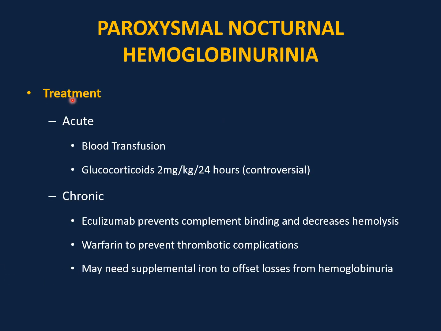Treatment of paroxysmal nocturnal hemoglobinuria in an acute event is blood transfusion. Use of glucocorticoids is controversial. For chronic cases, eculizumab will prevent the complement binding and decrease hemolysis. Warfarin is used to prevent the thrombotic complications. This patient may need iron because of the loss of hemosiderin, or iron, in urine.